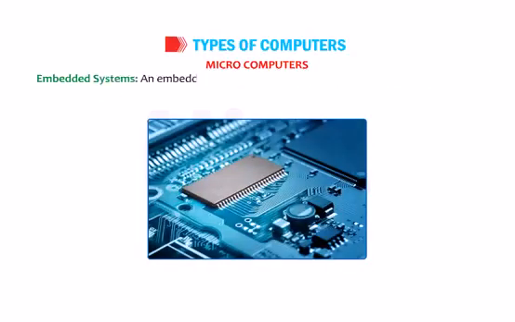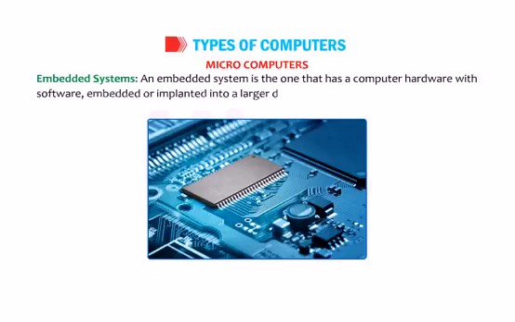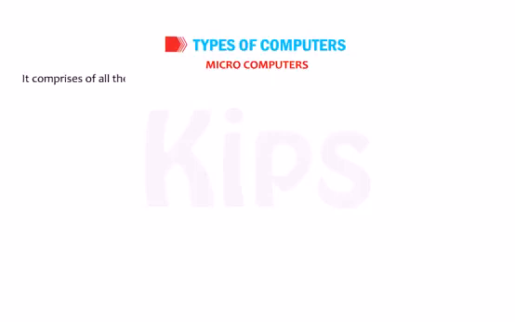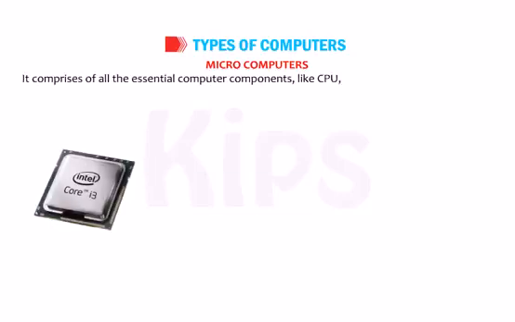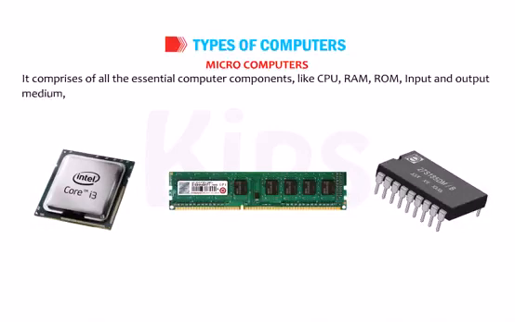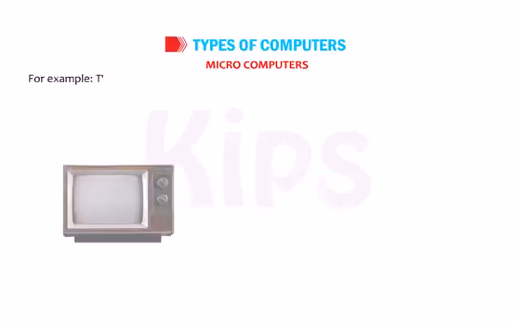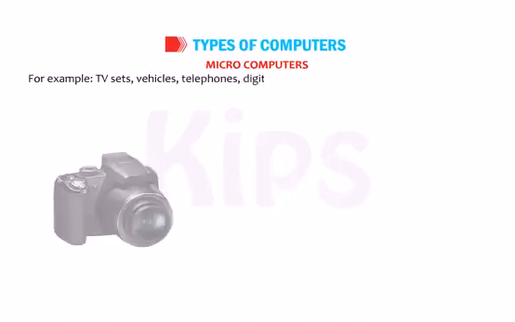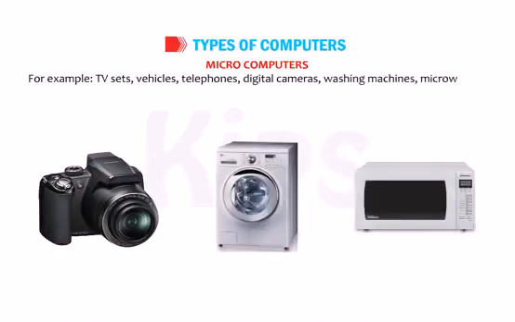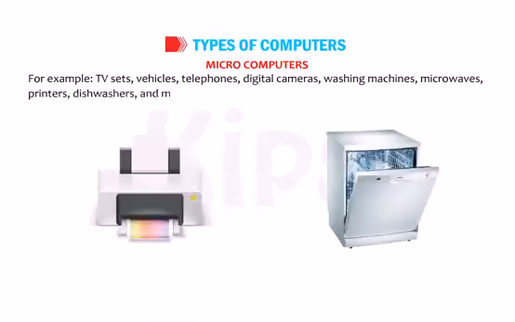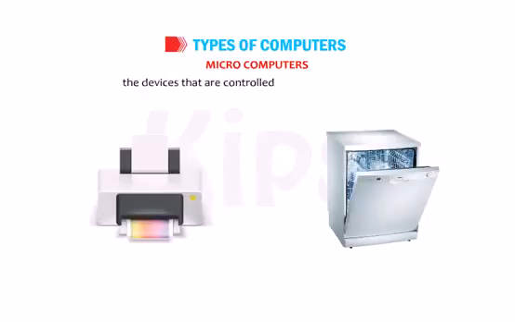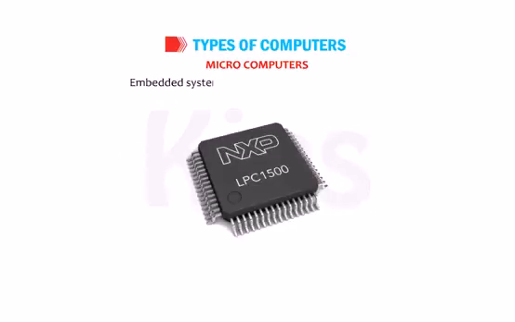Embedded systems. An embedded system is one that has computer hardware with software embedded or implanted into a larger device. It comprises all the essential computer components like CPU, RAM, ROM, input and output medium, but does not have a disk drive, keyboard or screen. It is designed to perform a specific task. For example, TV sets, vehicles, telephones, digital cameras, washing machines, microwaves, printers, dishwashers, and medical equipment are devices that are controlled by embedded systems. Embedded systems are also called microcontrollers.